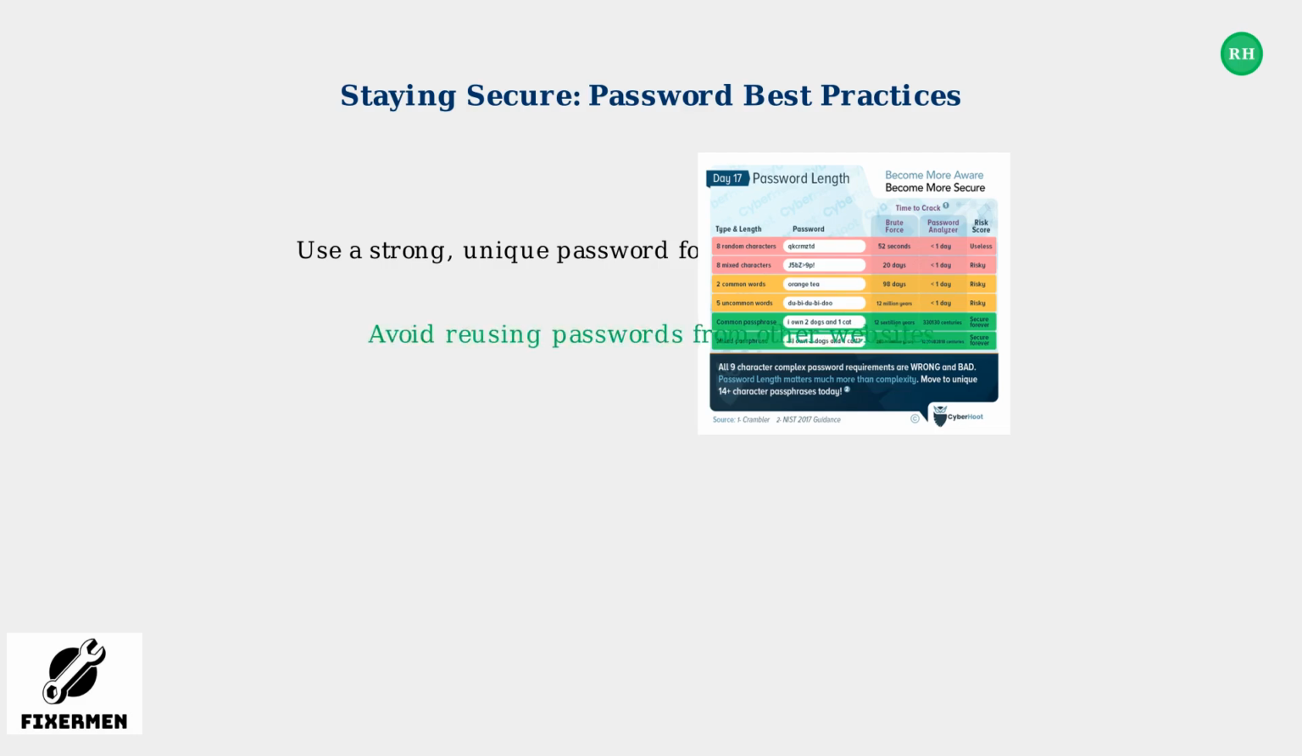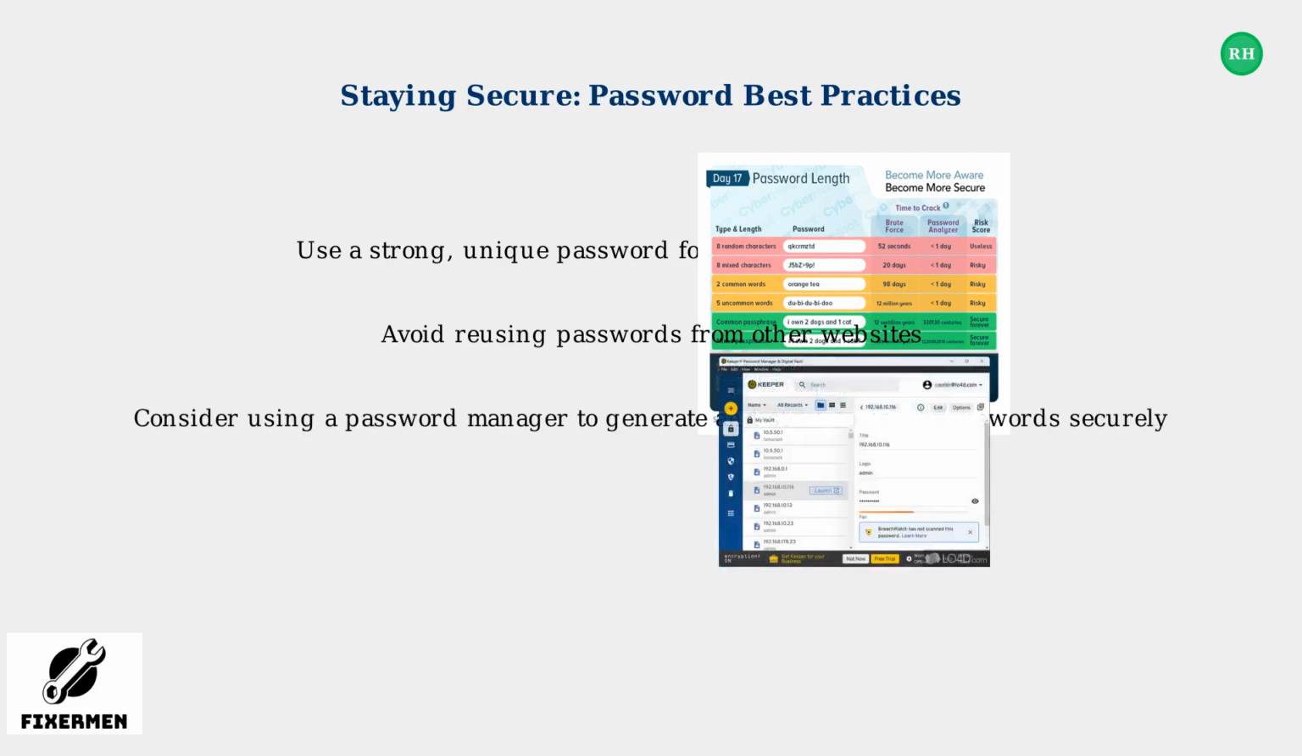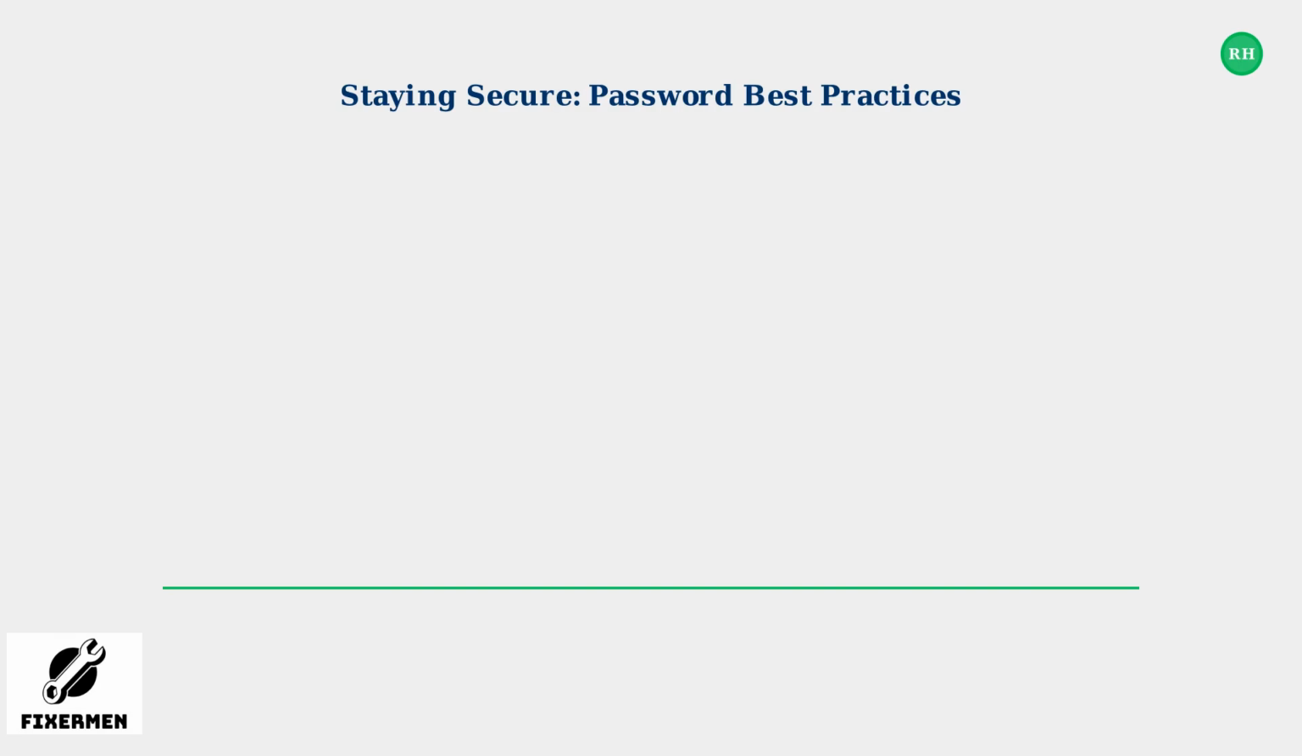Never reuse passwords from other websites. If one site gets breached, hackers can try those same credentials on your Robinhood account. Consider using a password manager to generate and securely store complex passwords. This eliminates the need to remember multiple strong passwords. Password managers like Keeper can generate cryptographically secure passwords and store them safely. They also alert you to weak or reused passwords. Following these password best practices significantly reduces your risk of account compromise and helps keep your investments secure.